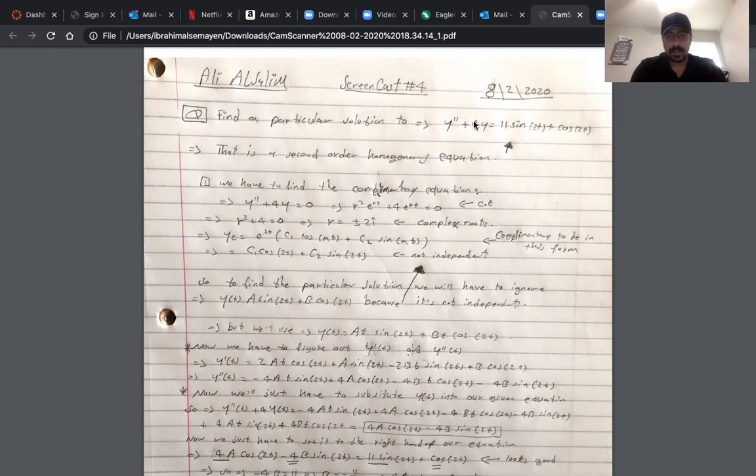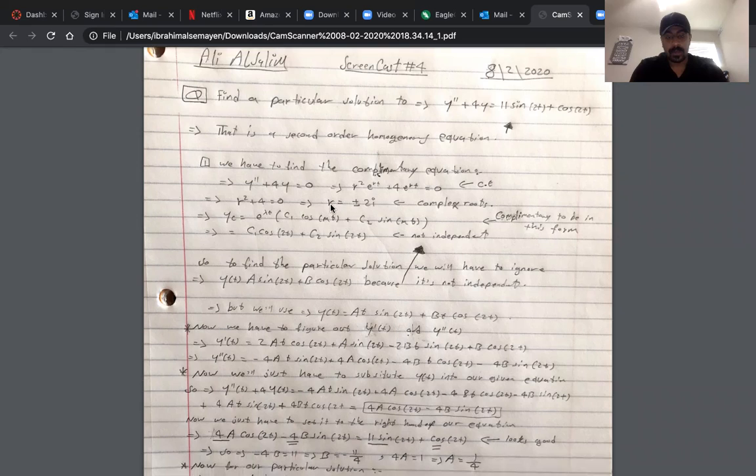So the first step is to set the left hand of the equation to 0 to figure out our complementary equation. And so we set it to 0, and we have to plug in e to the rt instead of y, and we get that, and that would be our characteristic equation. So by using our quadratic formula, we would get r equals plus or minus 2i. And as you can see, in the last screencast, we called this complex roots.